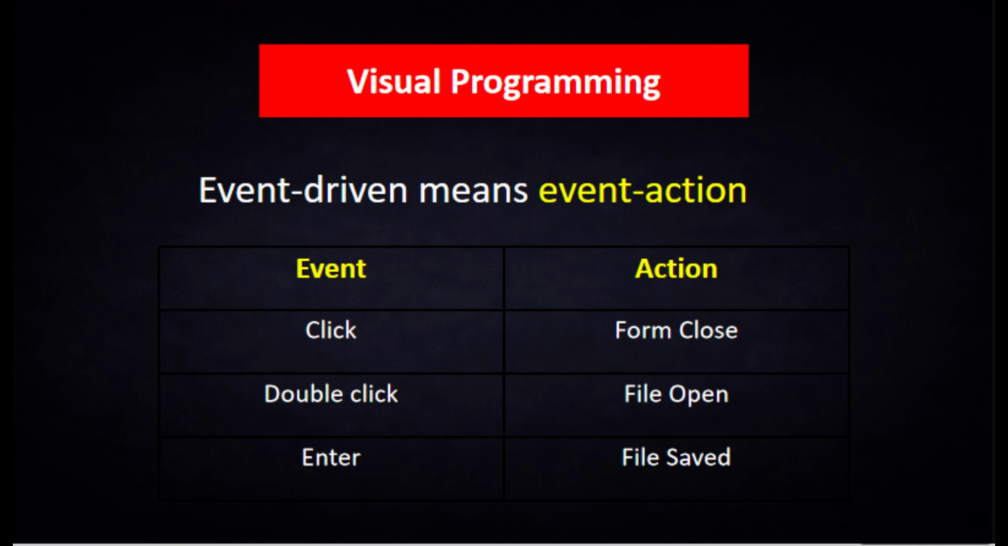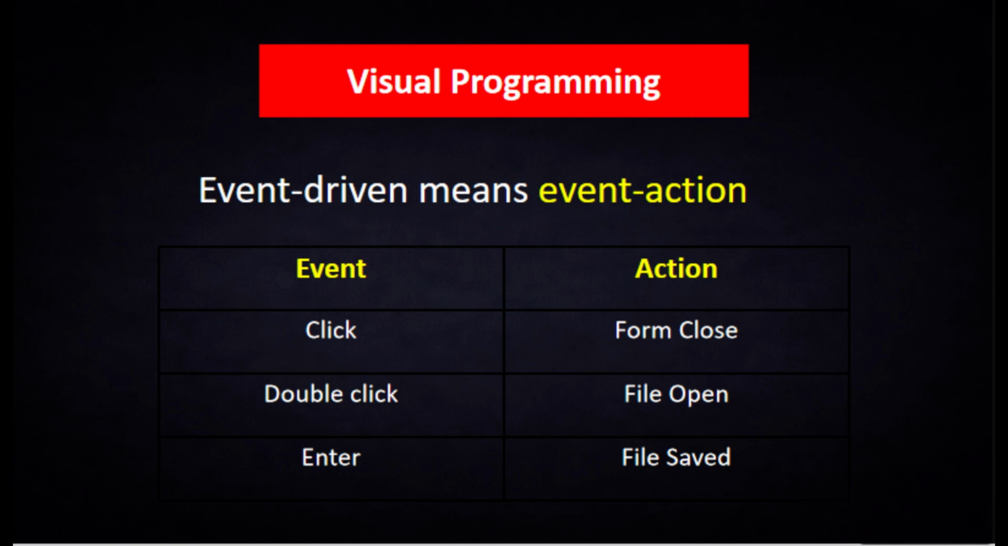Like if you click on the button or double click or enter, these all are events. And in response to an event, some action occurs. Like when we click on a button and the form closes. So click is event and form closing is action. Similarly, double click is event and file open is action. Similarly, enter is event and file saved in response to enter is action.